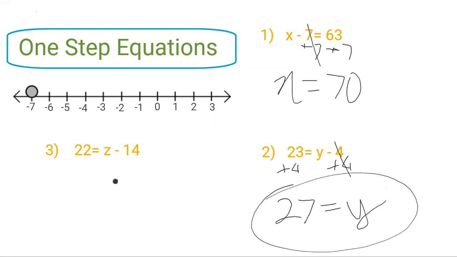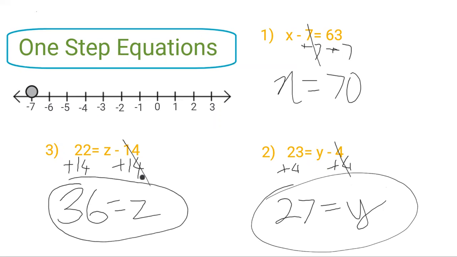Okay, for question 3, we're going to do the same thing as these two questions. So we need to add 14 to both sides, and that becomes 36 equals z. So that's the answer for that. Let's move on to the next slide.